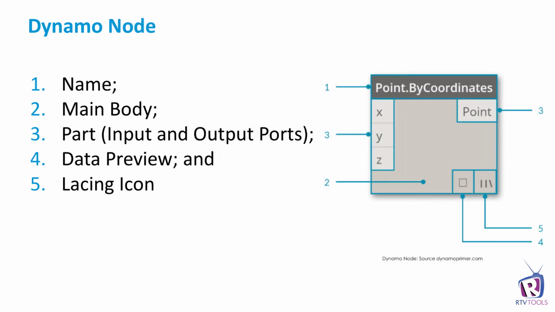A Dynamo node represents itself as a box. On the left-hand side you have your data inputs, and on the right-hand side you have your results or your outputs. At the bottom there are a couple of little icons. There's the lacing icon, but the one I use a lot is the data preview icon, where you can actually preview the results of the node, and this really helps you to understand how your graphs are coming together.